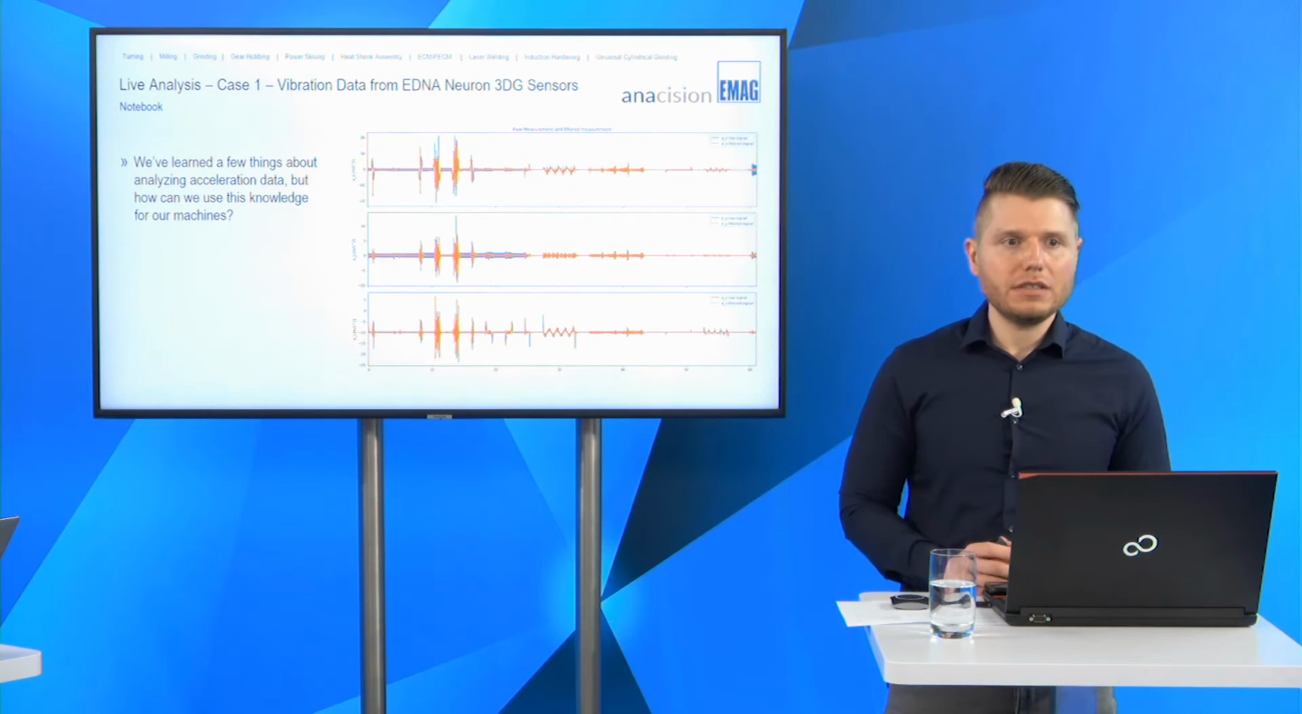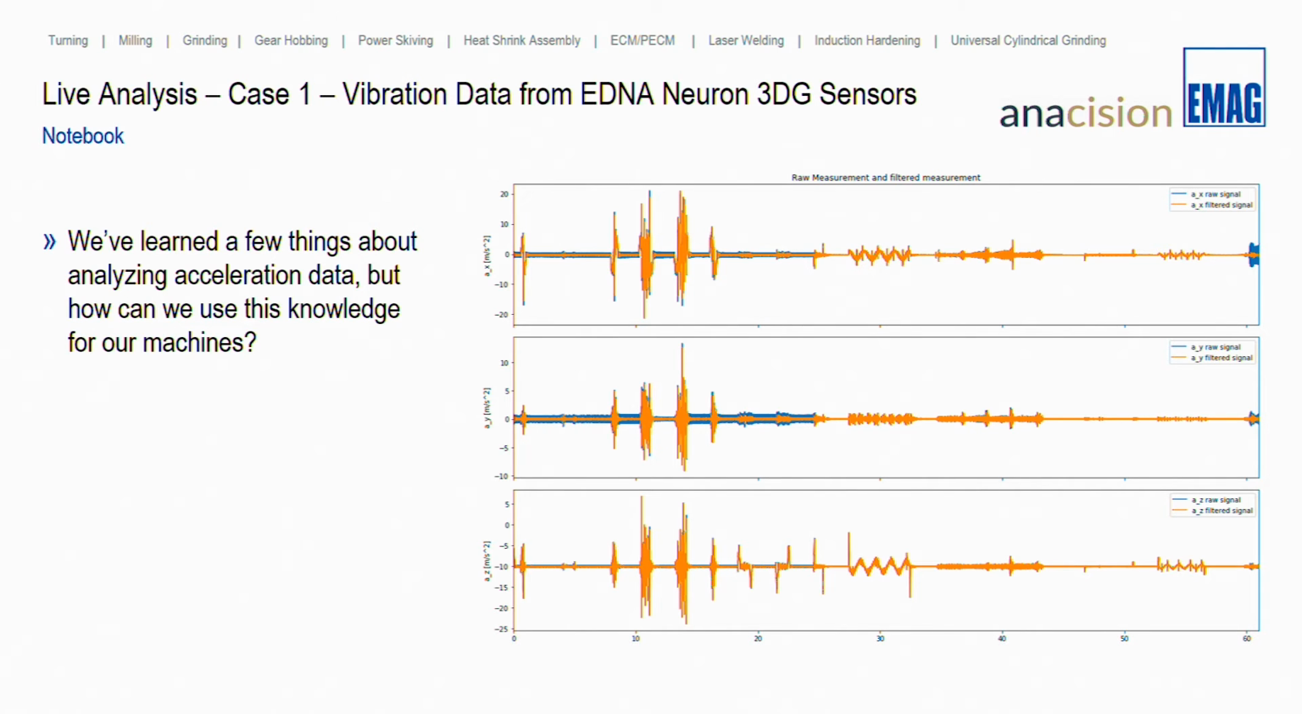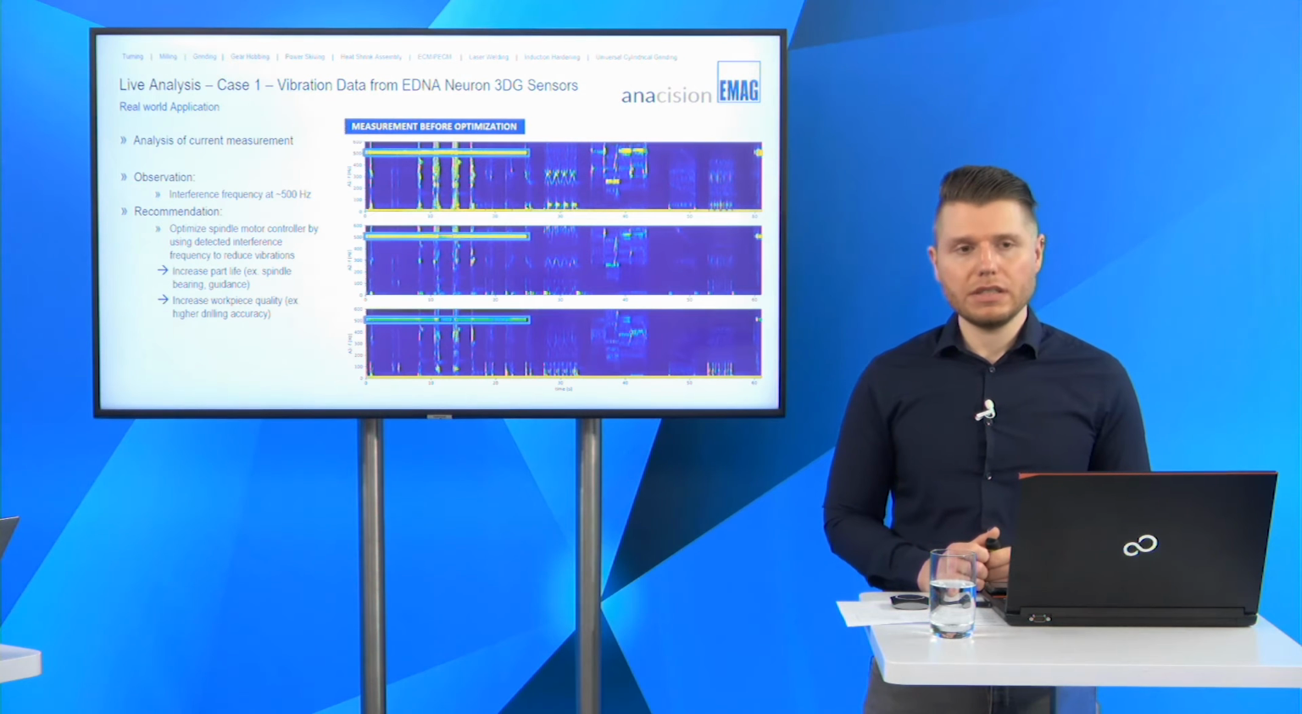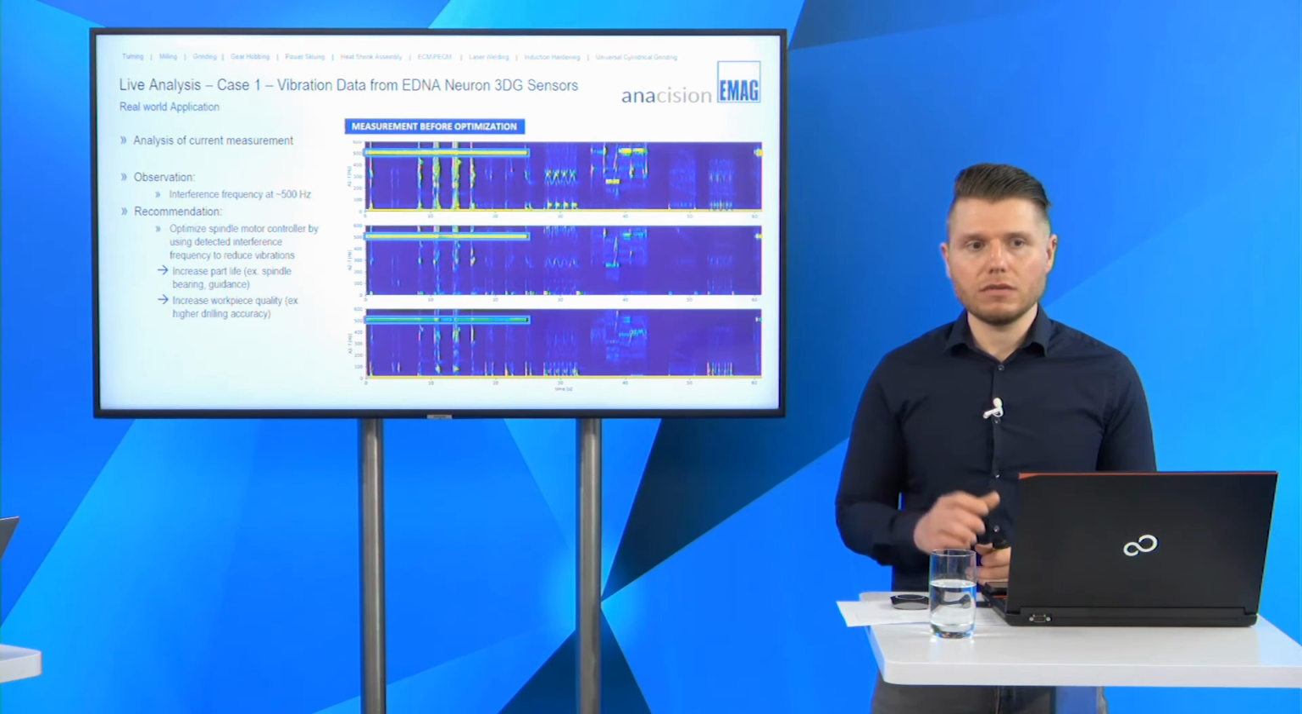Now we've learned a few things about analyzing acceleration data, but how can we specifically use these gained insights for our machine? Well, as we've shown, for this specific use case here, there's this interference frequency at around 500 Hertz. And one can use this knowledge now to generate recommendations regarding the affected machine. As in this case, for example, optimize the spindle motor controller to reduce vibrations by using these detected interference frequencies. By doing so, we can increase our part lifetime, for example, of the spindle bearing or the guidances, and we can also increase our workpiece quality, for example, in terms of drilling accuracy.